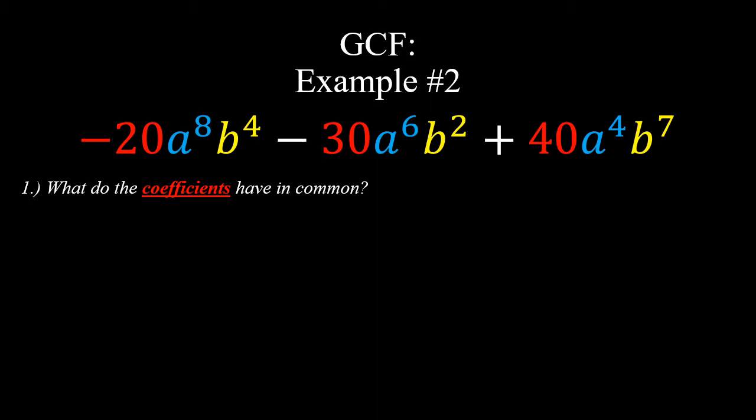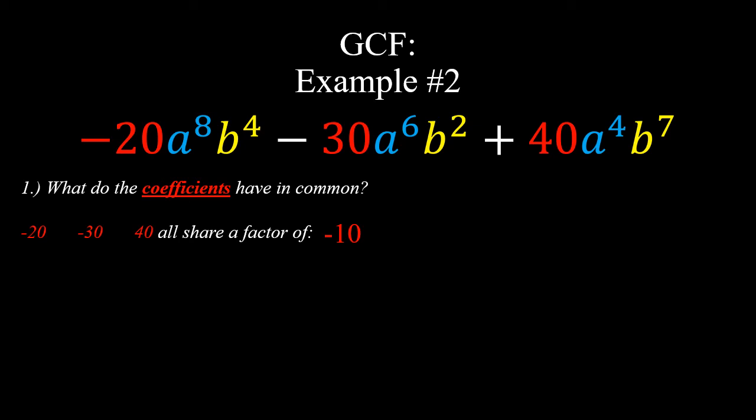The first thing we're going to do is ask ourselves, what do the coefficients have in common? Our coefficients here are negative 20, negative 30, and 40. What's the biggest thing that they all share a factor of? What's the greatest thing they have in common? Take a minute and ask yourselves, what do negative 20, negative 30, and 40 all have a factor of? The biggest factor that they share is negative 10.